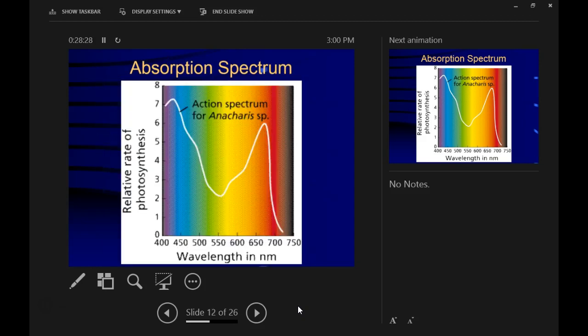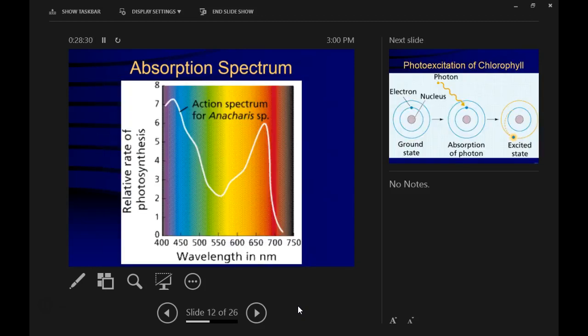leaf. This comes from Anacharis, which is a type of aquarium plant, sometimes called Elodea. And as you can see, here is our rate of photosynthesis. That's the amount of oxygen being given off. And you'll notice that it matches up fairly well with the dominant pigment, chlorophyll A. So we have two spikes, one here in sort of the violet-blue range, and then a second spike over here in sort of the orange-red range.